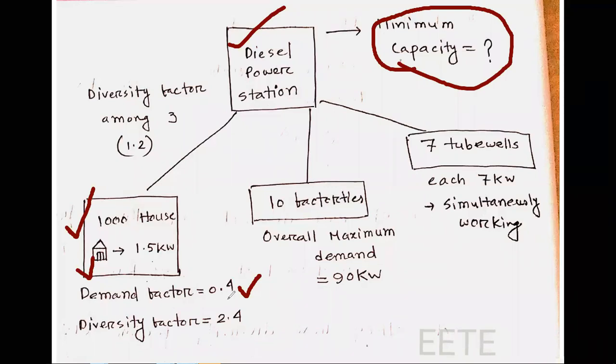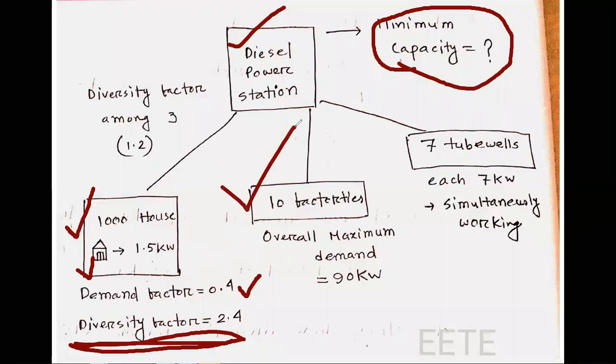So you see that the demand factor is 0.4. That means that though they have a connected load of 1.5 kilowatt, they are not using that power all the time. So they are not demanding 1.5 all the time. And there is also the diversity factor. What does diversity factor mean? Diversity factor means everyone is not using their power at the same time. So this is one type of load. The second type of load is the 10 factories.